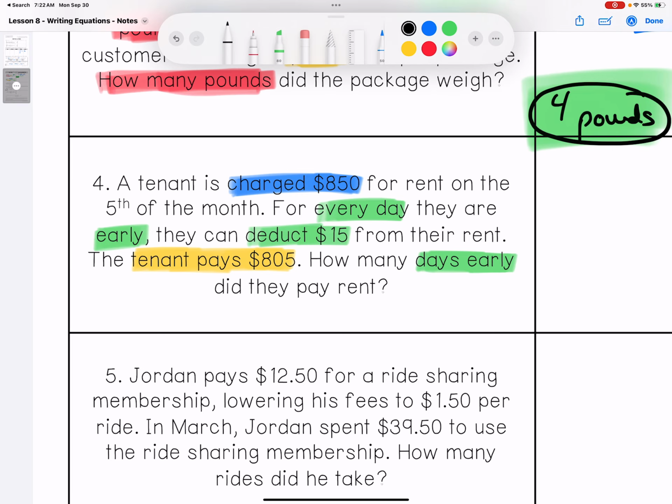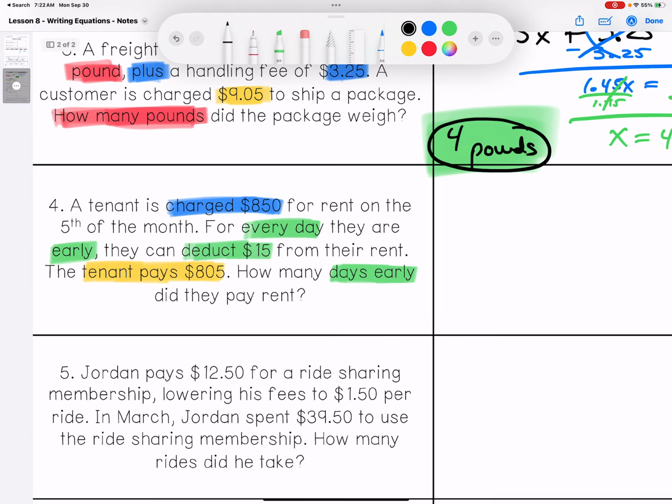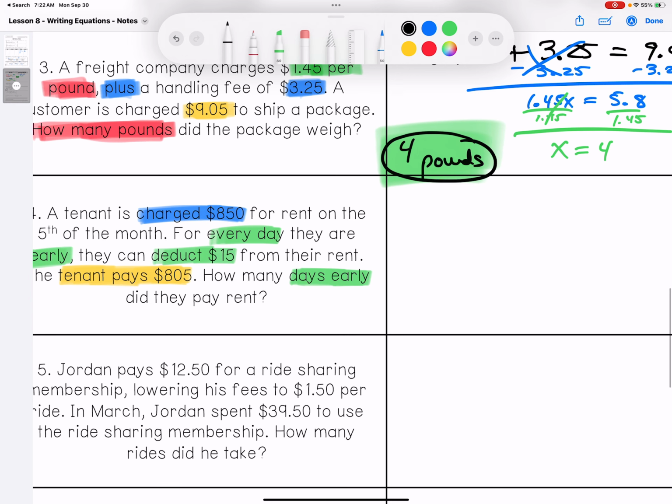All right, so let's go over here. We know that rent is $850. That's what it costs. But if you pay it early, you get to deduct, which is subtract, $15 per day. So that's multiplication. That's 15 times x.